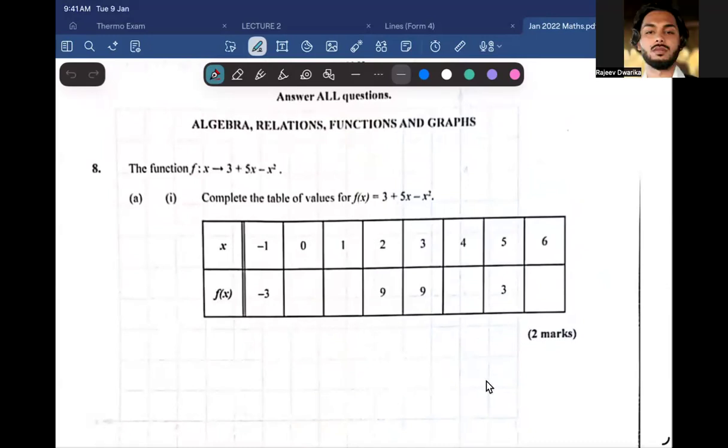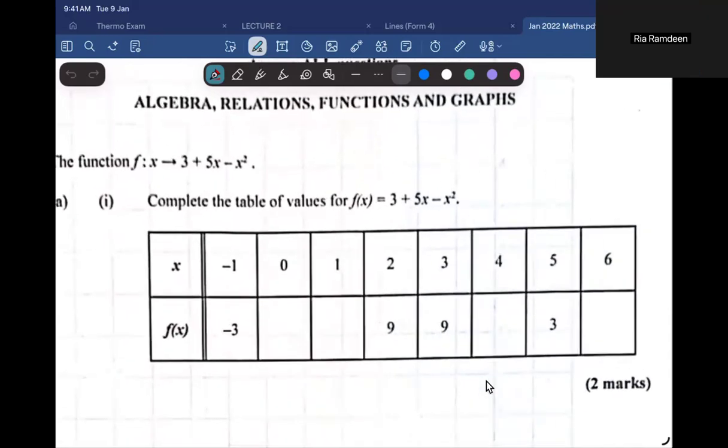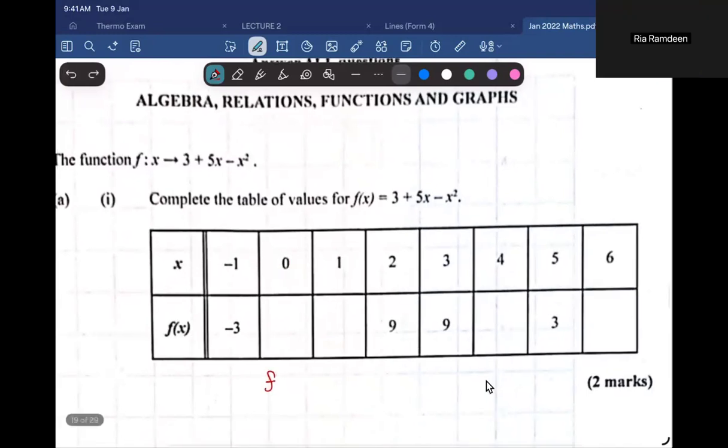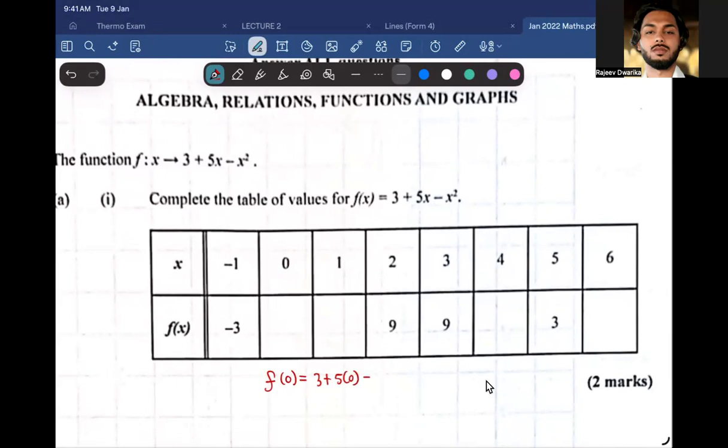So if you recall, when you're trying to do a functions question, you're putting something into the function and that will be the output. So you're putting something in, you're doing something to it, and then you get the output. In this question, if they want me to find f of x for x being 0, all that means is anywhere that I see x, instead of writing x, I'm going to write 0. So that'll be f of 0, and f of 0 will be 3 plus 5 by 0 minus 0 squared. What would that be equal to?